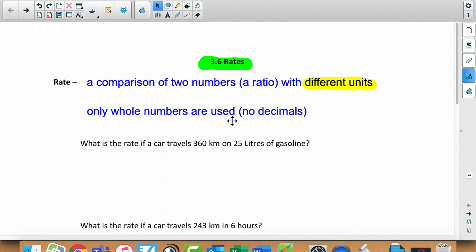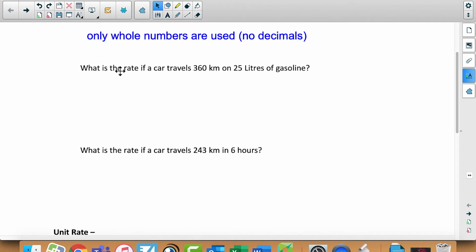And only whole numbers are used. You don't want to have any decimals when you write your rate. So let's take a look. What is the rate if a car travels 360 kilometers on 25 liters of gasoline? So you can see we're talking about two different units here. We have our kilometers and we have our liters.